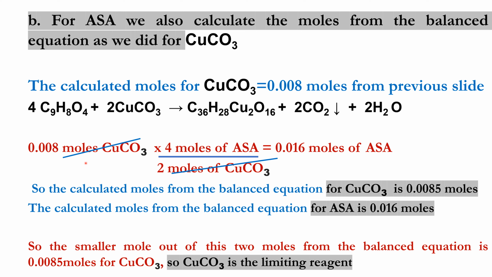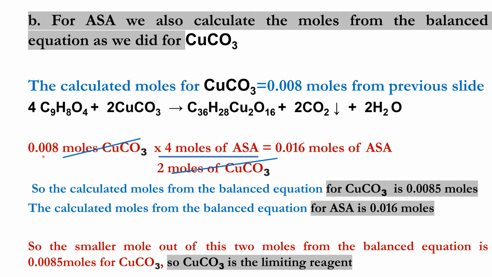So 0.008 moles of copper 2 carbonate multiplied by 4 moles of acetyl salicylic acid. This 4 moles of acetyl salicylic acid is from this balanced chemical equation, divided by 2 moles of copper 2 carbonate. These 2 moles of copper 2 carbonate is from this balanced chemical equation as well. The reason why we put 2 moles of copper 2 carbonate here is so that moles of copper 2 carbonate can cancel these moles of copper 2 carbonate, so that we can calculate the moles for acetyl salicylic acid.